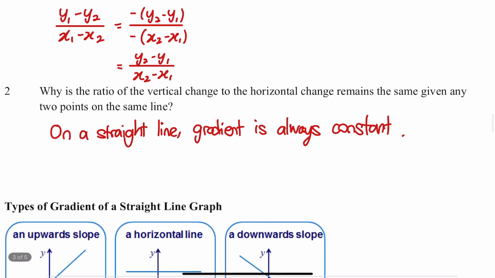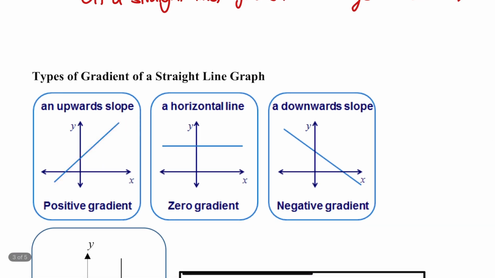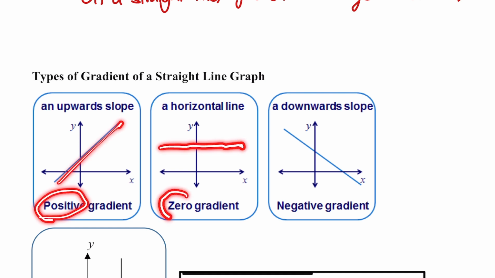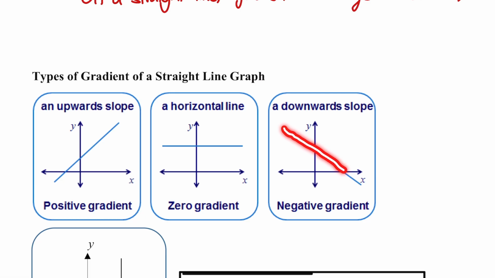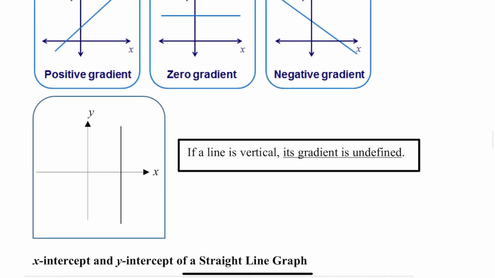So, types of gradient in a straight line graph. A straight line graph can be upward sloping, meaning from left to right the graph is going upwards. It can also be a horizontal line like this, or a downward slope, whereby from left to right it is going downwards. If it's going upwards, we call this a positive gradient. If it's a horizontal line, the gradient is 0. Remember, gradient means how steep the line is. If the line is not steep at all, gradient is 0. If it's a downward sloping line, the gradient will be negative. And if a line is vertical, the gradient is called undefined.